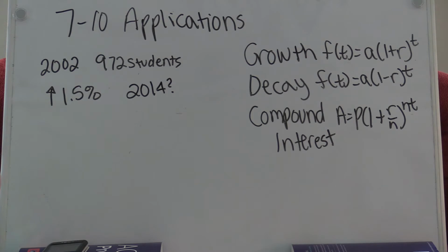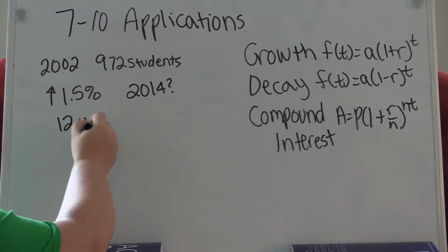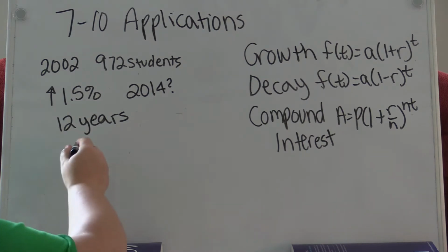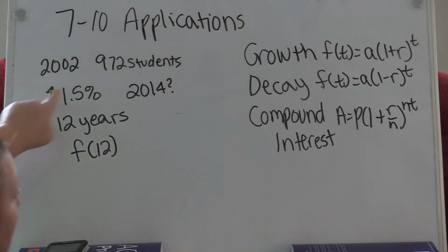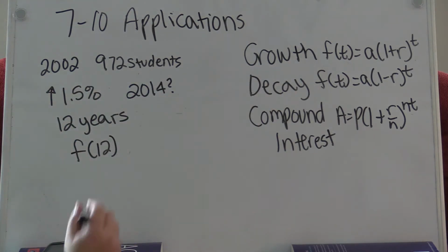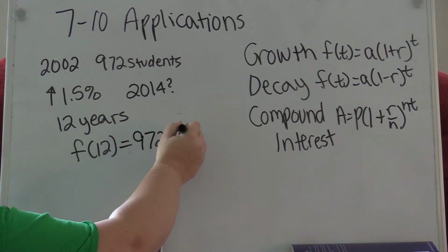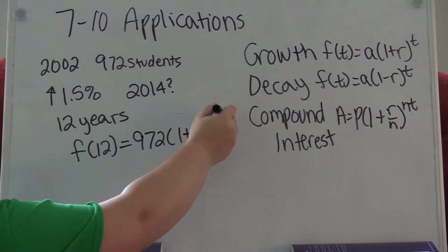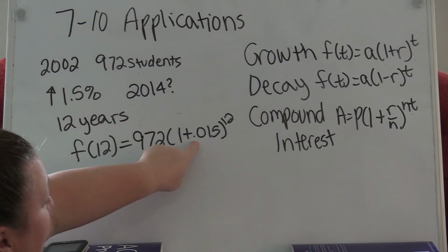First things first, 2014 minus 2002 is 12 years. So let's plug it into the formula. We're trying to find f of 12. And this is a growth because we're increasing. So we start with 972 times 1 plus 0.015 to the 12th power. Remember that 1.5% becomes 0.015.